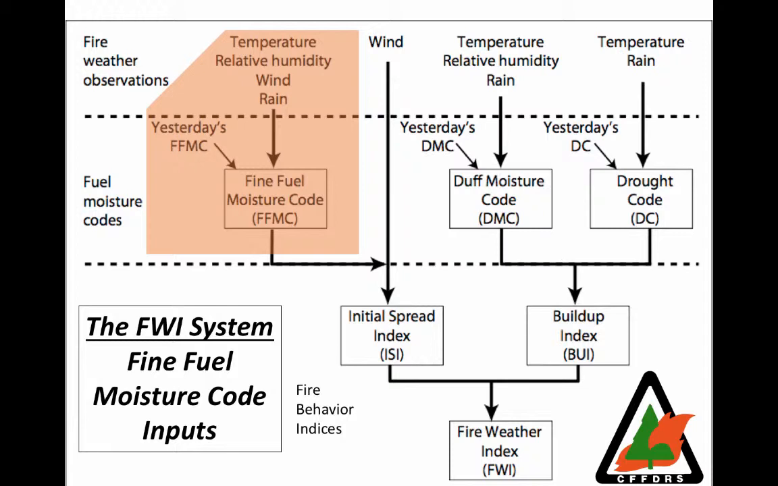This process flowchart shows how the codes and indices of the Fire Weather Index system are related to each other and the system inputs. The FFMC uses all four of the weather elements collected at solar noon: temperature, relative humidity, wind speed, and 24-hour precipitation, using them to increment the FFMC up or down depending on the current conditions.